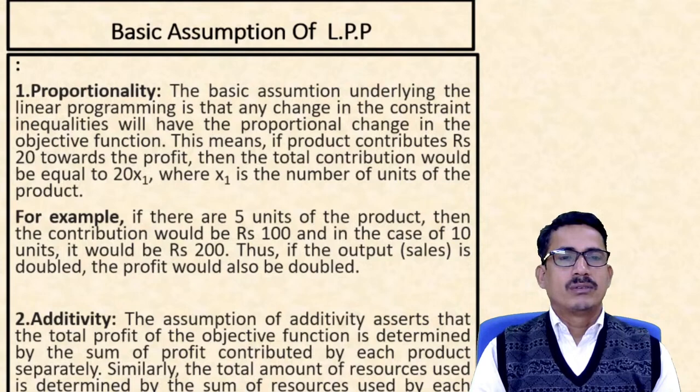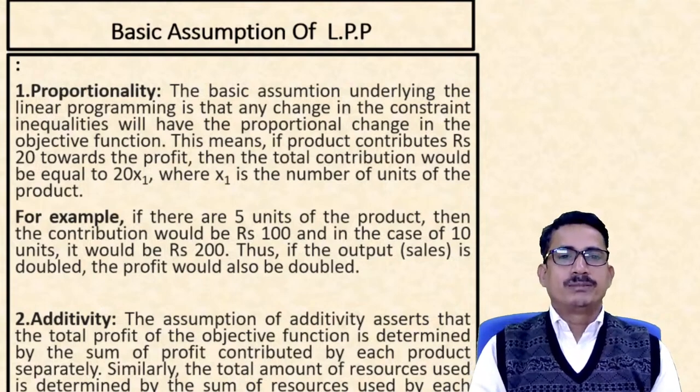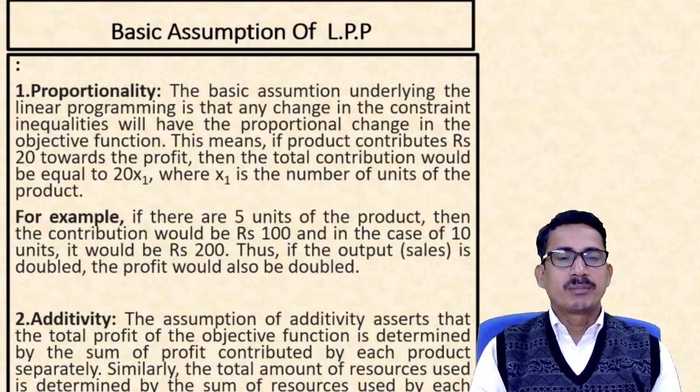Let one of the products you are producing be named x1. X1 is the number of units of the product. Let's say you are producing two products, one is A, one is B. Let x1 be the number of units of product A you are producing. If one unit of product A gives a profit of 20 rupees and you are producing x1 units, what will be the profit? It will be 20x1.